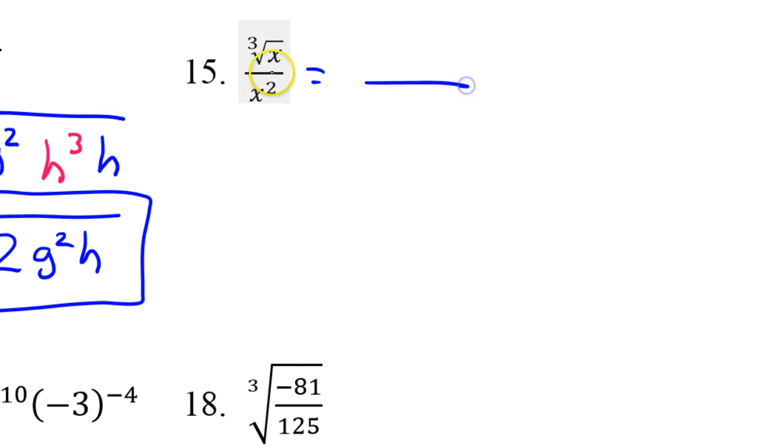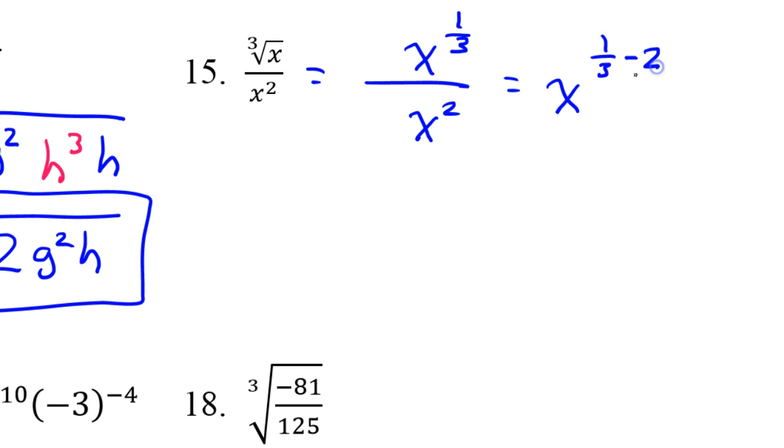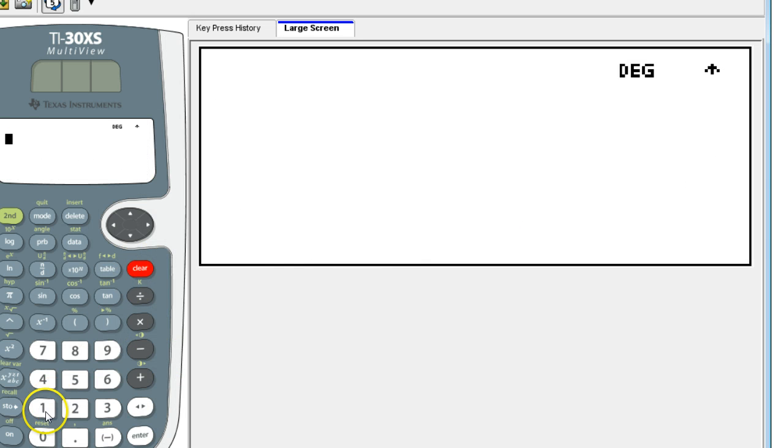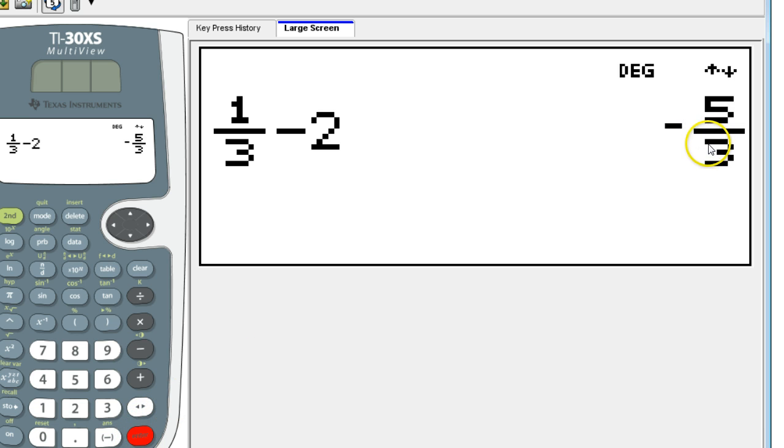But first, we need to change this root into a fractional power. So do you understand that the cube root of x is the same thing as x to the 1/3 power? All right, so I've got x to the 1/3 power over x squared. So even though it's a fraction, that's okay. I can subtract. This would be 1/3 minus 2. And I could do that by hand, but you can also use your calculator to help you. 1/3 minus 2. So that gives me negative 5/3.